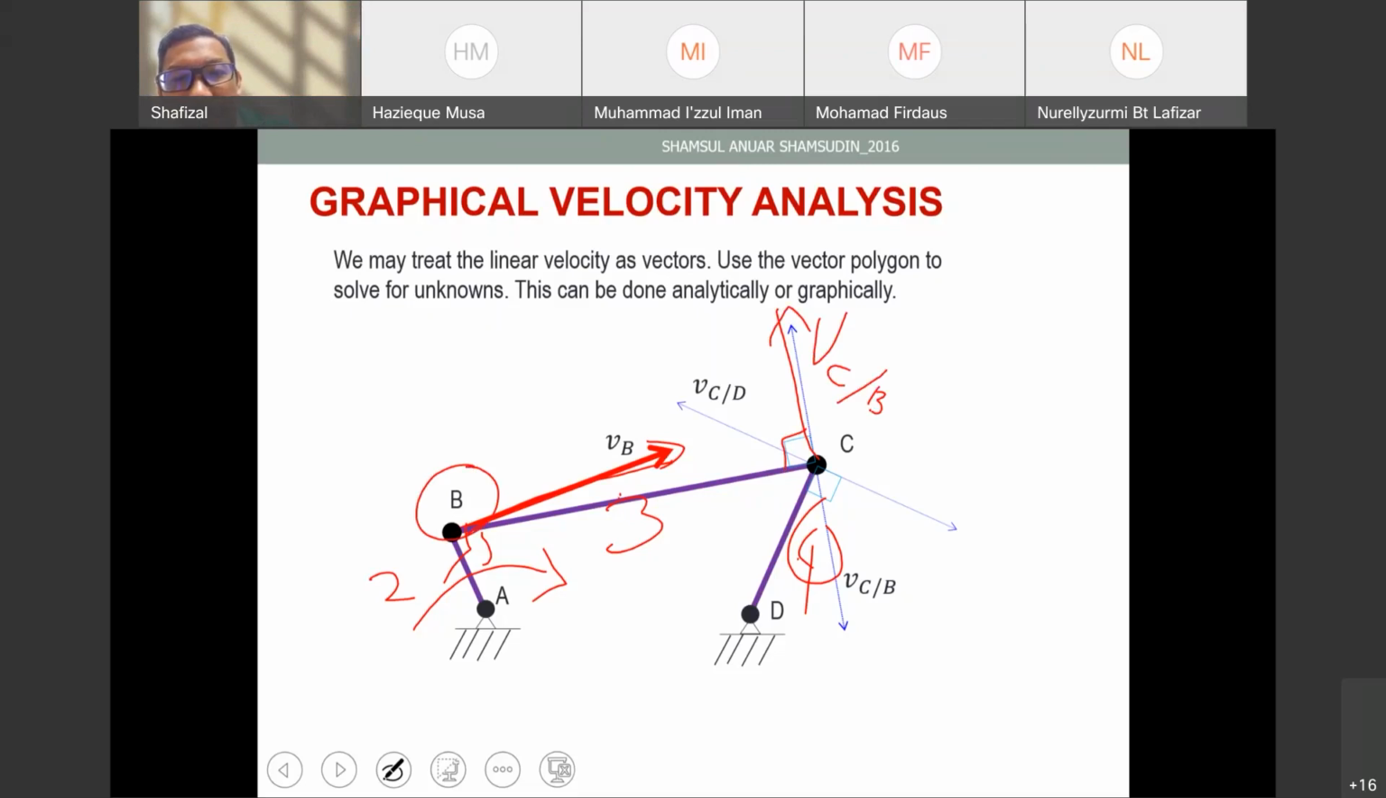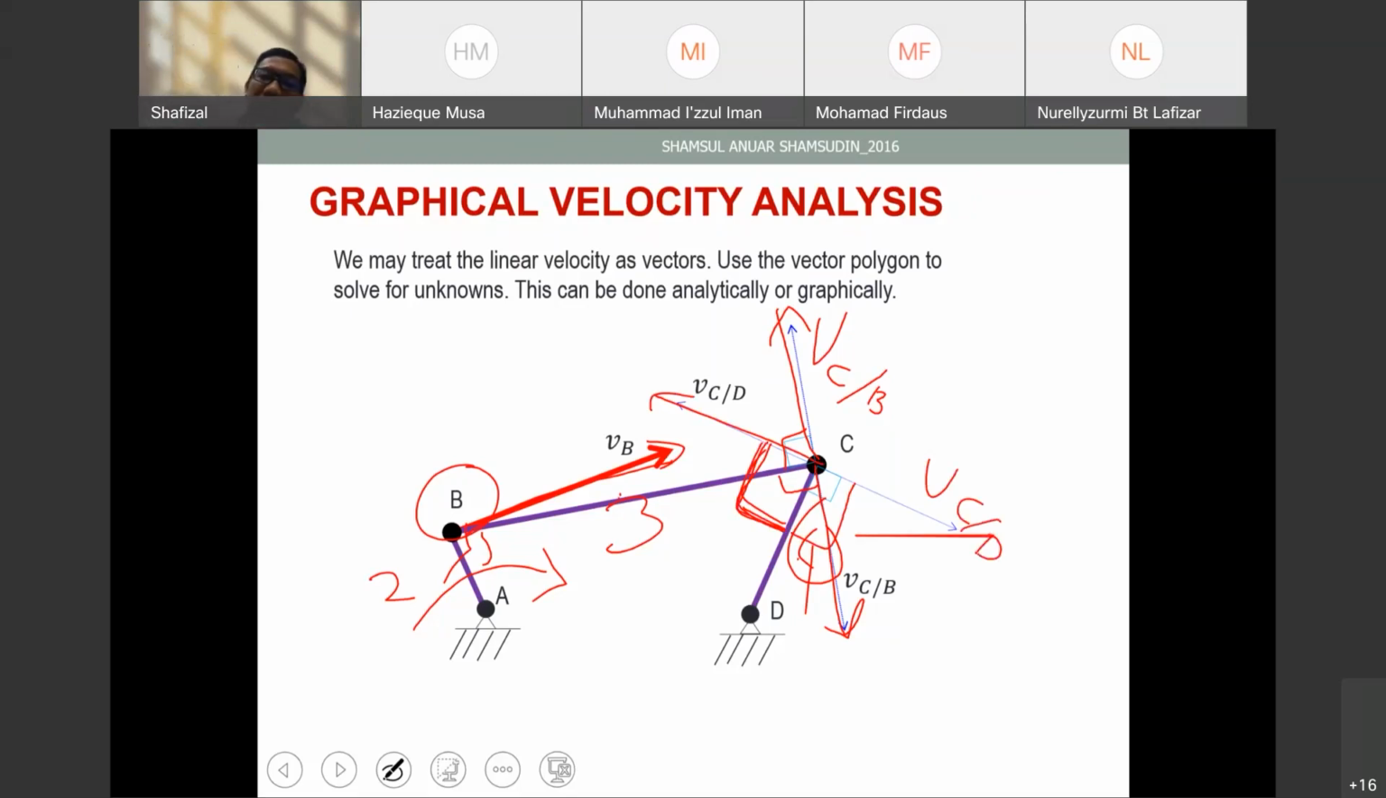Okay, ni pun sama juga sebab arah lain, different direction only. Okay, going up and going down. Alright, kita lukis dahulu. Okay, and this one is velocity point C relative to D. Kita tengok 90 degree from D, isn't it? 90 degree from D. This one also velocity apa ni? C from D. This one is C from D.